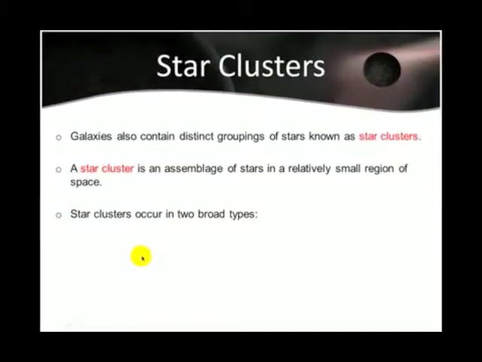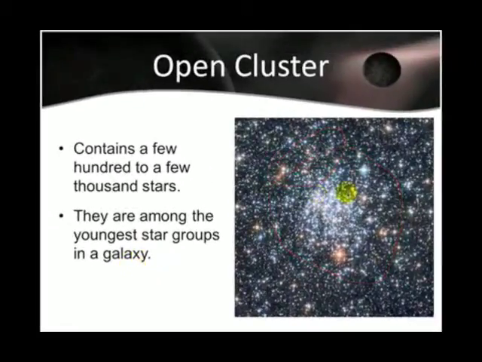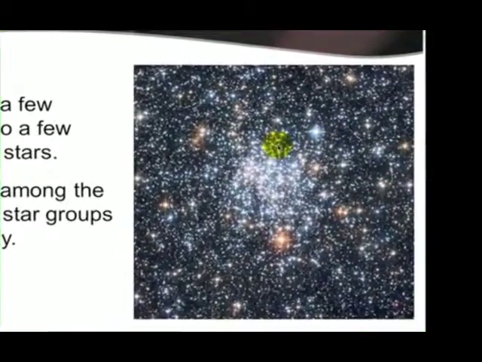Star clusters. Galaxies also contain distinct groupings of stars known as star clusters. A star cluster is an assemblage of stars in a relatively small region of space. Star clusters occur in two broad types: open cluster and globular cluster. Open cluster contains a few hundred to a few thousand stars. They are among the youngest star groups in the galaxy. So as you can see in this picture, there are hundreds of thousands of stars, and all the stars are widely spaced because the gravitational force is not strong enough to pull all the stars together.